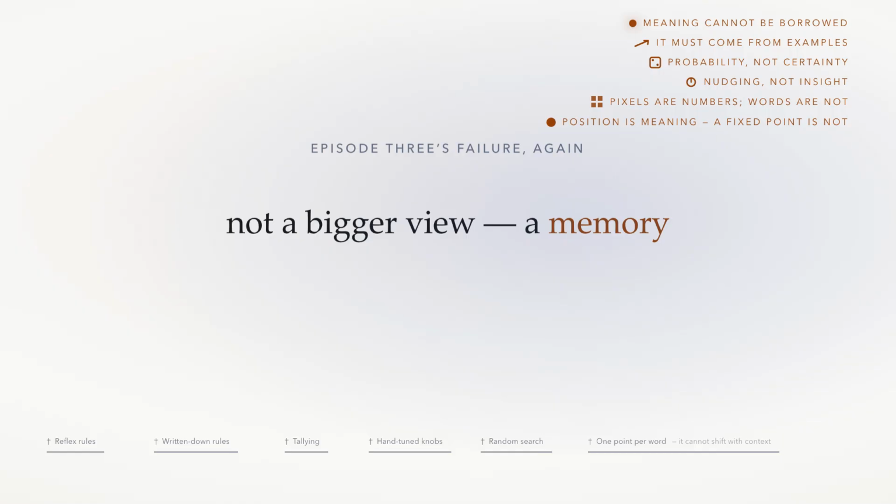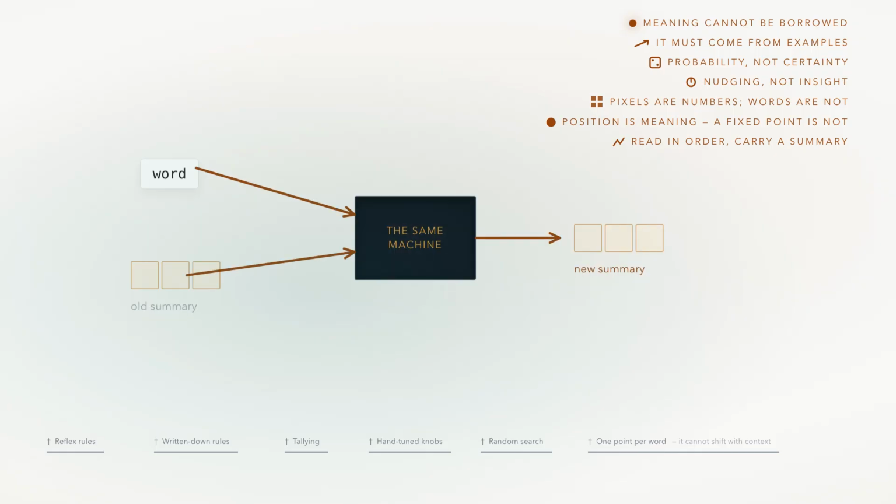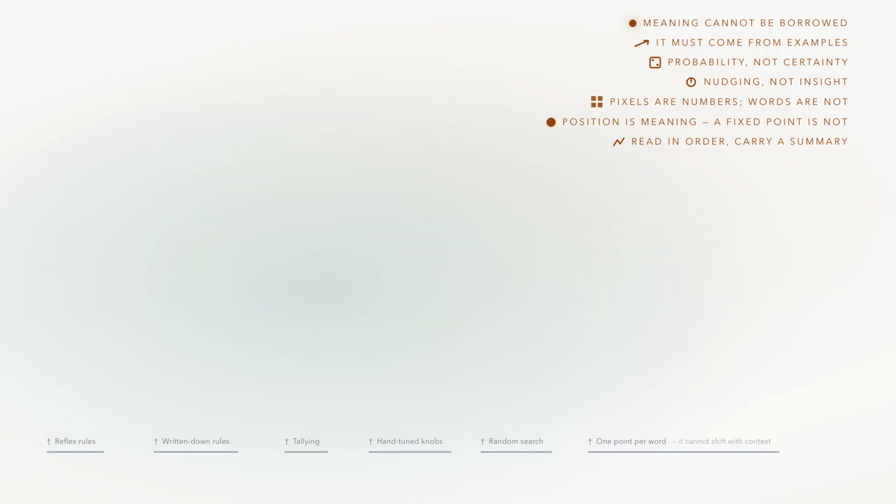This is episode 3's failure again, and it points at what's actually missing, not a bigger view, but a memory, something that can, in principle, reach arbitrarily far back. So try reading the way we do, one word at a time, carrying a running summary. Build a network that takes the current word plus its own previous summary and produces an updated summary. The same small machine applied over and over, once per word, however long the sentence runs. No window anywhere, because the window is now everything read so far, compressed into one vector that keeps getting rewritten.